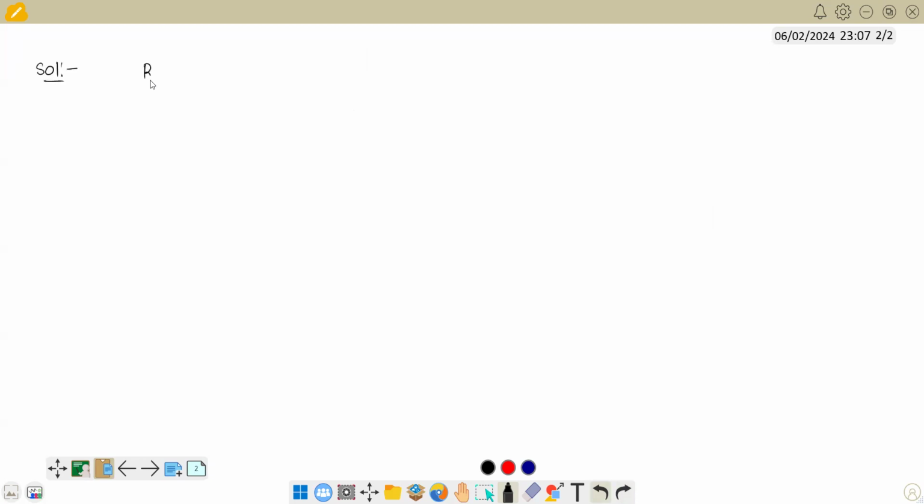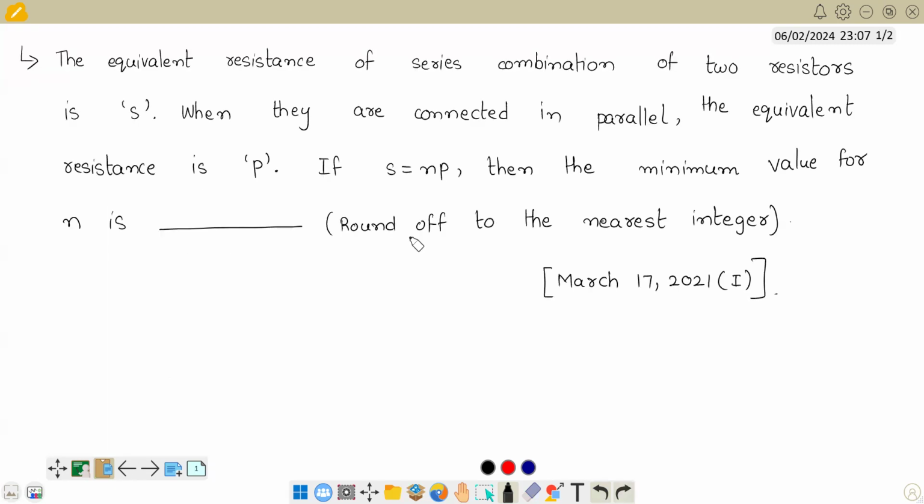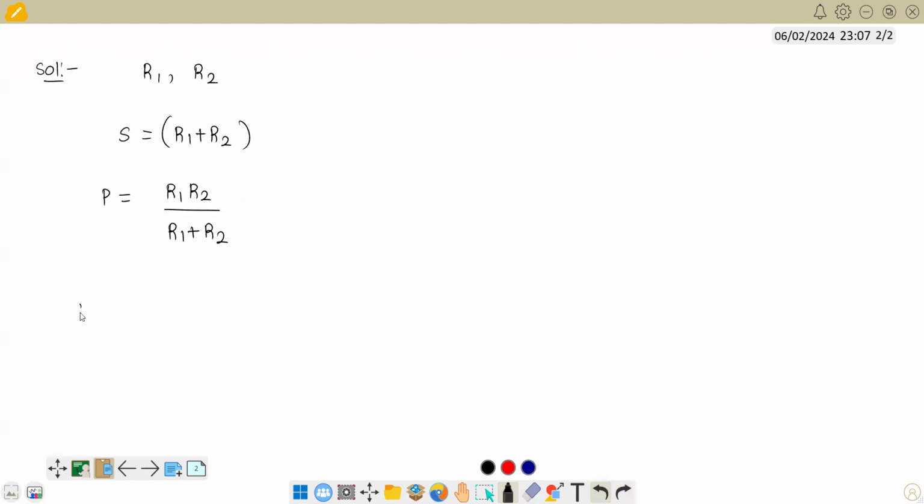So let us assume two resistances R1 and R2. When they are connected in series, we can write S equals R1 plus R2. And when they are connected in parallel, we can write R effective is R1 R2 by R1 plus R2. Now the author is saying the equivalent resistance P, if S equals NP. So he is saying S must be equal to N into P. So R1 plus R2 equals N times R1 R2 by R1 plus R2.